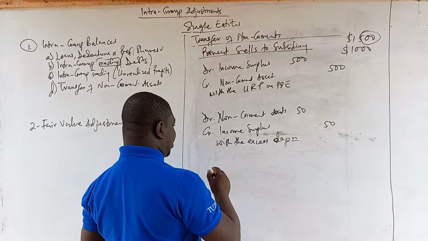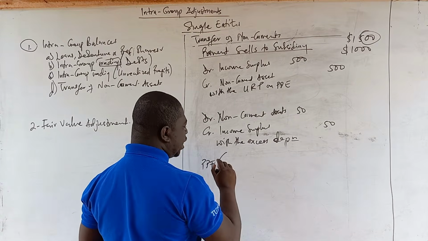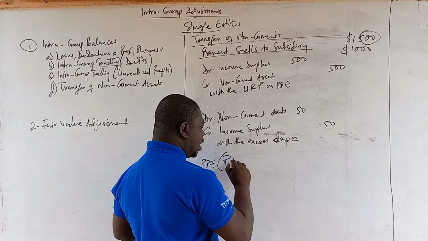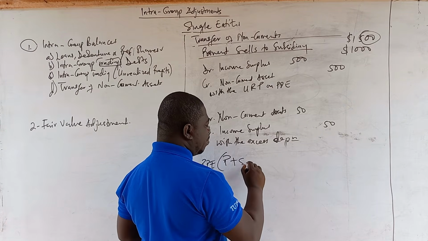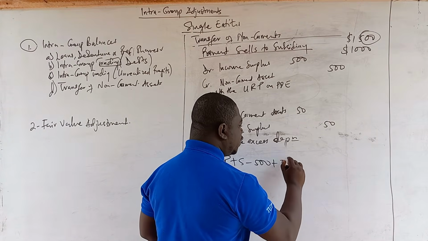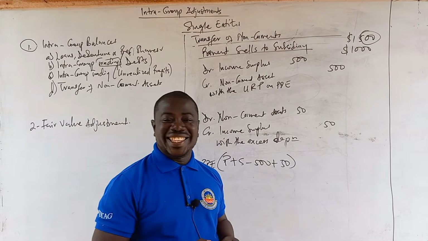So when you are dealing with the PPE or the non-current asset in the consolidated statement of financial position, you bring that of the parent plus the subsidiary, then minus 500 unrealized profit plus 50 excess depreciation. That is how it's going to be done.